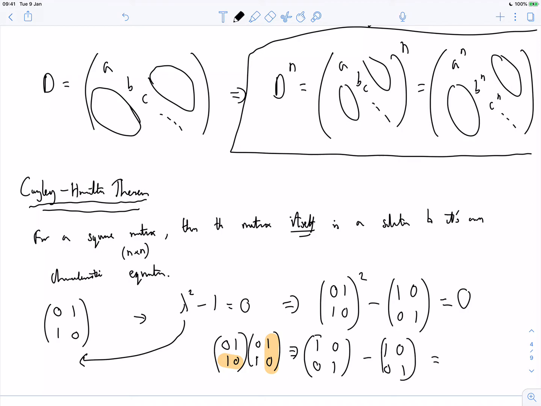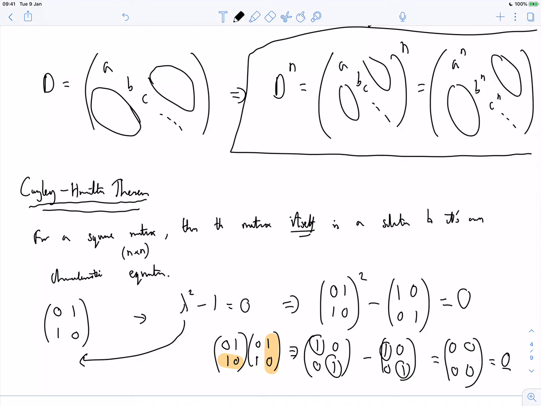identity matrix, 1 minus 1 is 0, 0 minus 0 is 0, 0 minus 0 is 0, and the 1 minus this one is also a 0, and this is commonly referred to as the 0 n by n matrix. So the Cayley-Hamilton theorem states that the matrix itself, when you substitute it in for lambda, in the characteristic equation, is itself a solution to that equation.